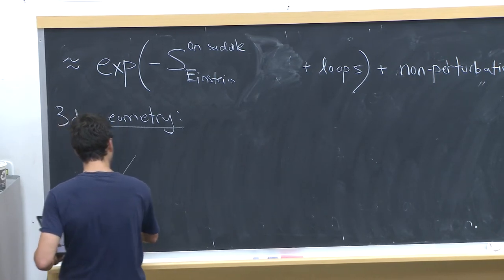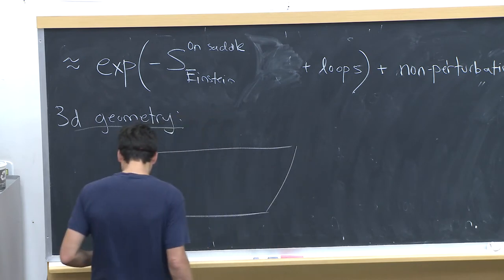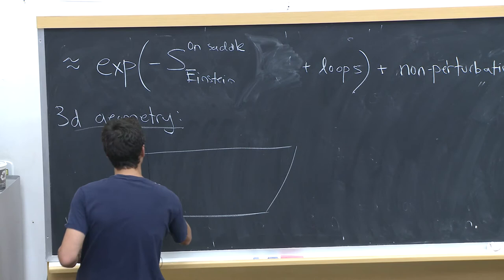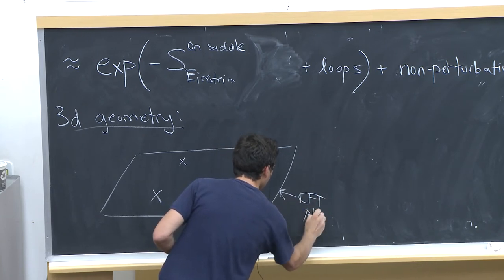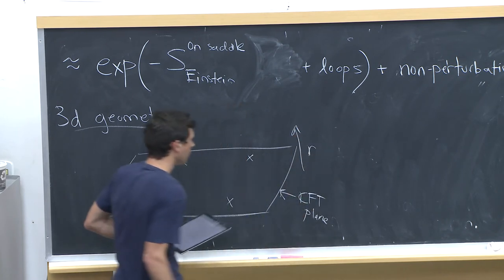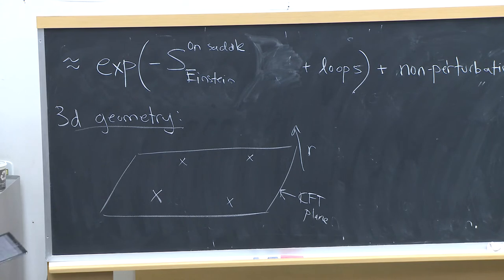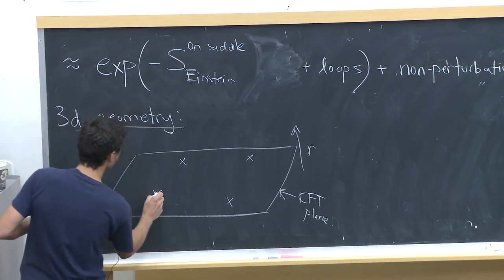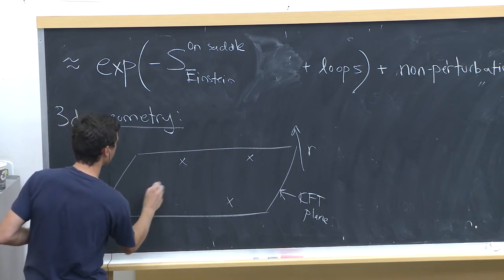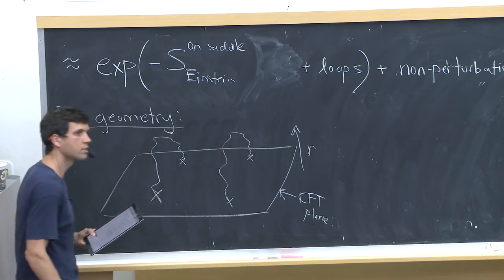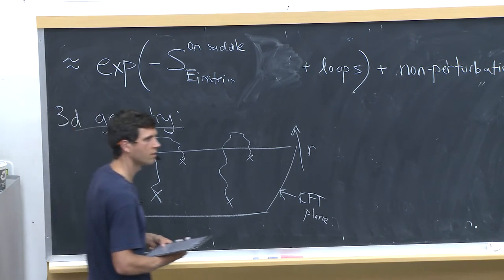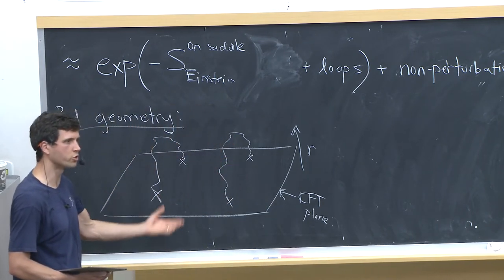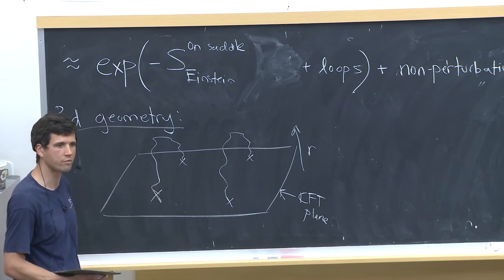Let me draw a picture of what these geometries look like in Euclidean signature. There are various choices, but if you have four operator insertions on the plane, this plane that I'm drawing is the CFT plane, and the AdS emergent radial direction is R. Then there are saddle points that you can write down, which essentially connect these insertions in pairs. So there's one saddle point that looks like this. This is a two-centered Euclidean BTZ black hole. This saddle point can basically be constructed in detail. The formulas aren't very explicit, but you can write down a differential equation whose solutions are precisely this geometry that I've drawn.